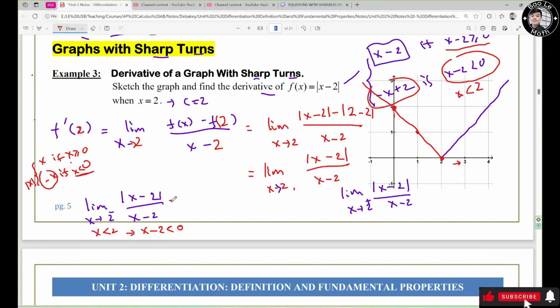So it turns out to be limit when s approaches 2 minus of negative of s minus 2, right, over s minus 2. So then I'm gonna cross this one out, right? So the answer must be negative 1 divided by 1. It's gonna be negative 1 for the first case, right?